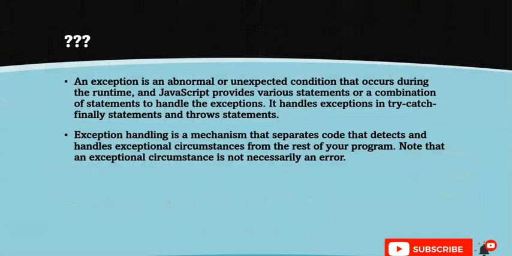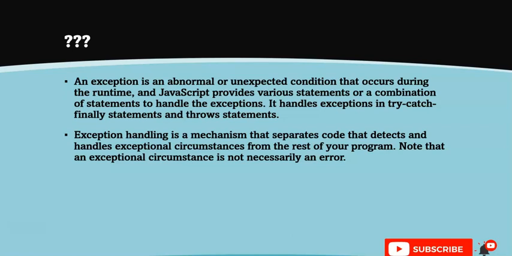An exception is an abnormal or unaccepted condition that occurs during runtime. And JavaScript provides various statements or combinations of statements to handle exceptions. It handles exceptions with try, catch, and finally statements, as I already told you. Exception handling is a mechanism that separates code to detect and handle exceptional circumstances from the rest of your program. Note that an exceptional circumstance is not necessarily an error.